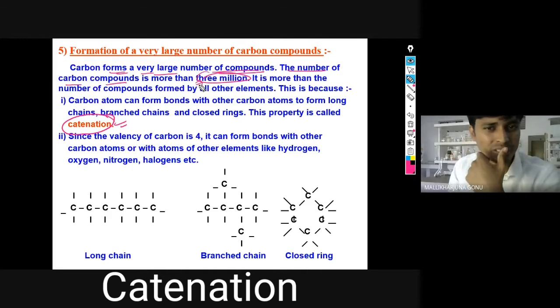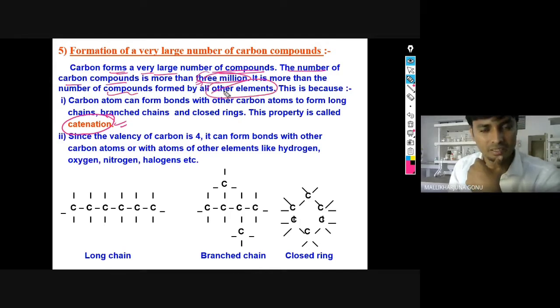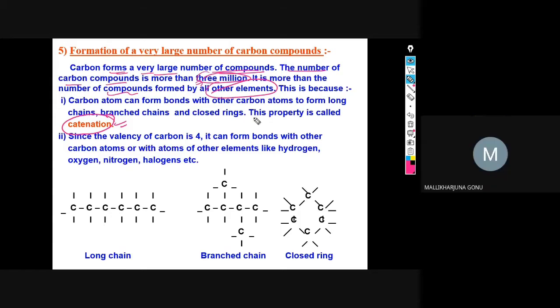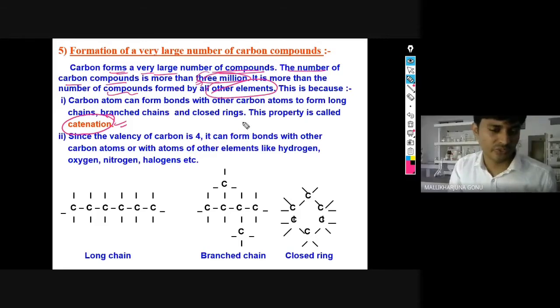One million means how much? It is 10 lakhs, right? So you can imagine it is more than the number of compounds formed by all other elements. This is the importance of why we are studying carbon compounds separately. If you take sodium, it doesn't form this many compounds. If you take chlorine, that will not form this variety of compounds. If you take oxygen, that will not form either. So that is the importance of carbon. Carbon can form a variety of compounds.